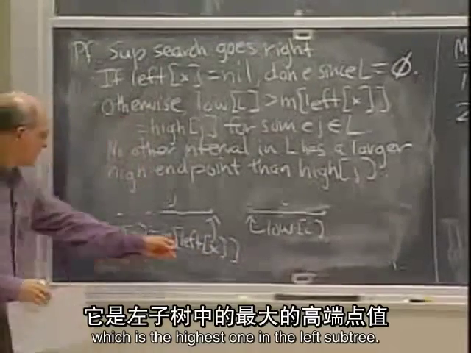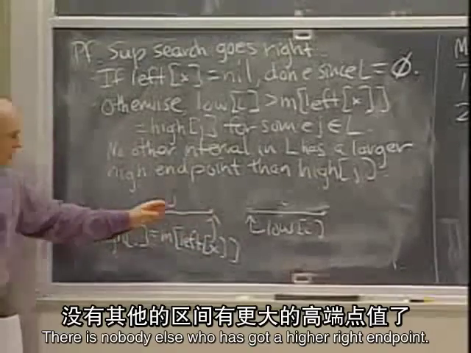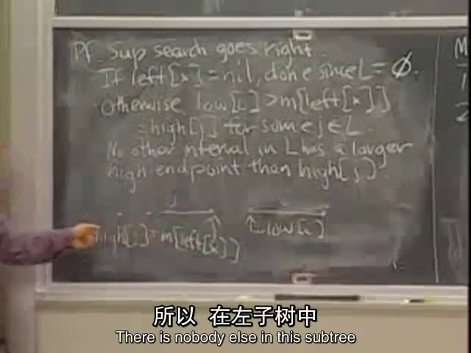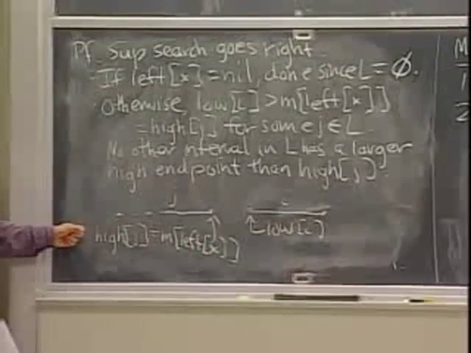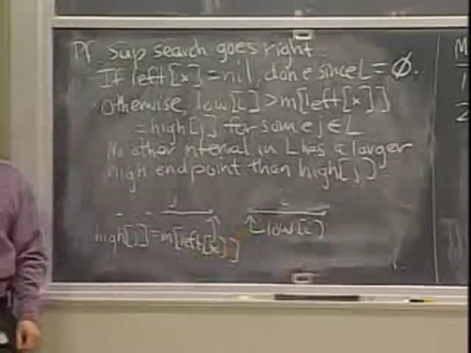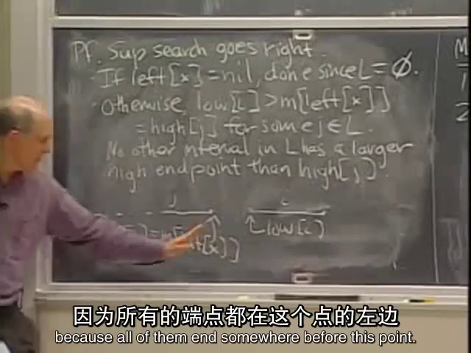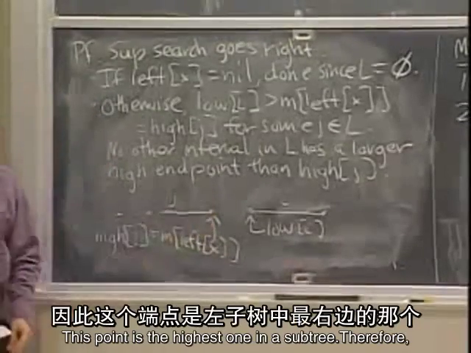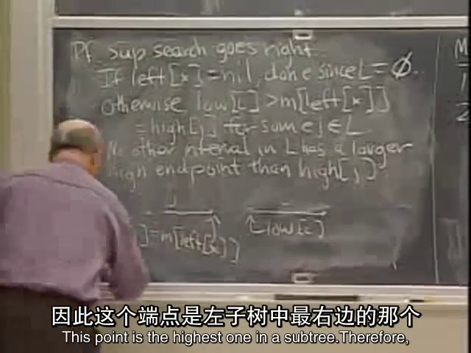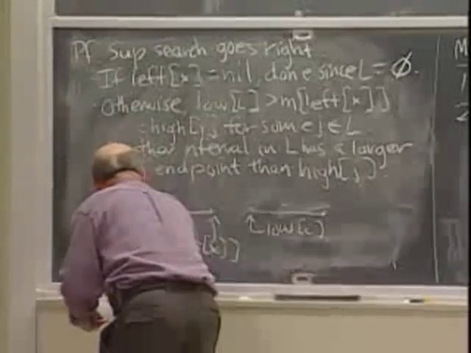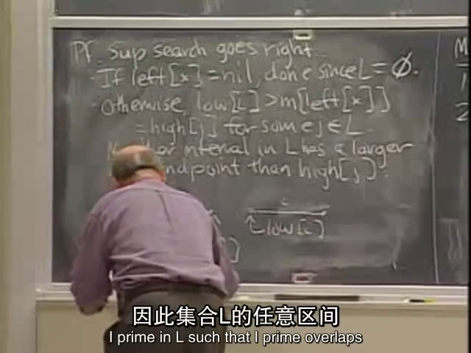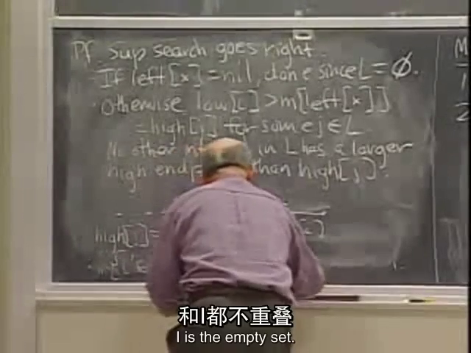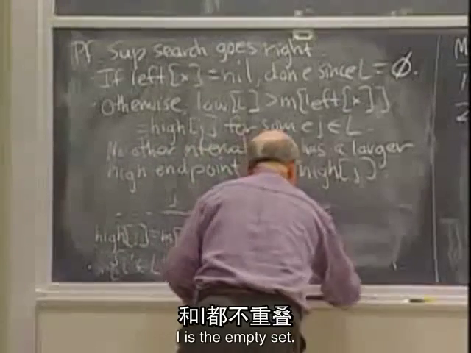which is the highest one in the left subtree. So there's nobody else who's got a higher right endpoint. So there's nobody else in this subtree who could possibly overlap I, because all of them end somewhere before this point. This point is the highest one in the subtree. So therefore, the set of I prime in L such that I prime overlaps I is the empty set.